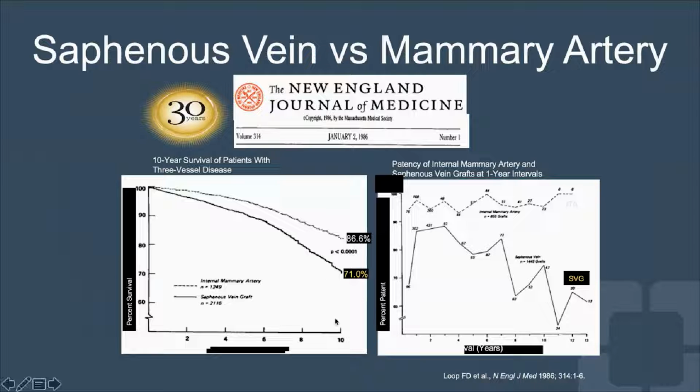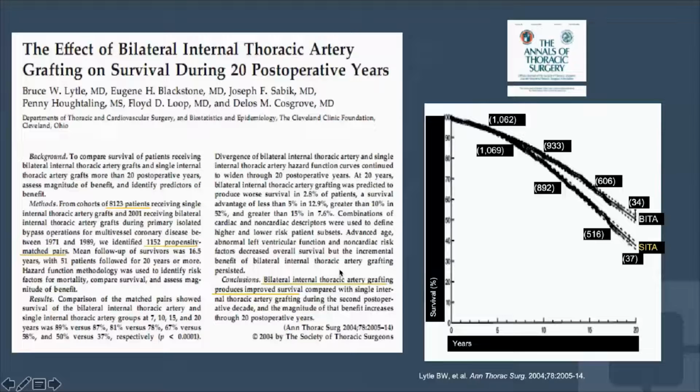And the patients who had the internal thoracic artery to the LAD had a much better survival, both in the short run and also in the long run. And that difference increased over time. Now, if one mammary artery was good, then two must be even better.